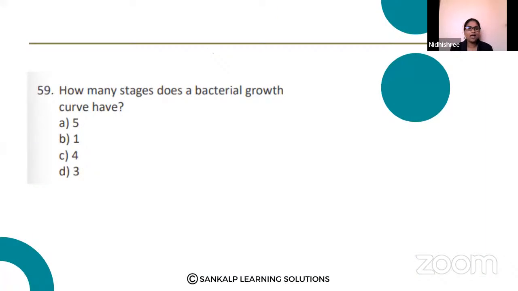59th question. How many stages does a bacterial growth curve have? Option A, 5. Option B, 1. Option C, 4. Option D, 3. Option C, 4. Prakriti answered option C. Madhumita answered option C. Yes. What about the YouTube students? Suha TS, Reshma, many of them voted for option C, that is 4. Ramya Nair, great.